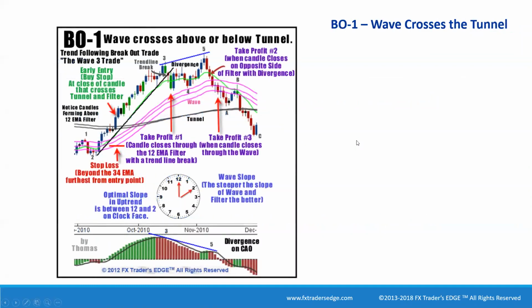So this is the breakout 1 trade, and one of our students, Thomas, did this graphic for us. It's great. I love it. He has the clock face here, meaning that the clock face is between 12 and 2 o'clock. That's the angle that you want for a trend move. So breakout 1, the wave crosses above or below the tunnel. In this case, it crosses above. Trend following breakout trade.